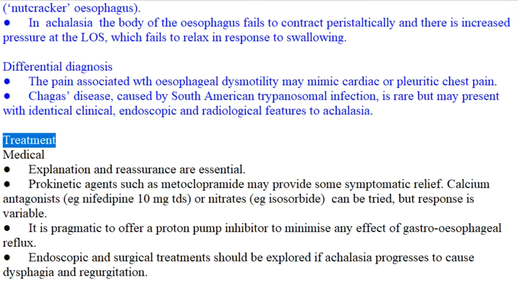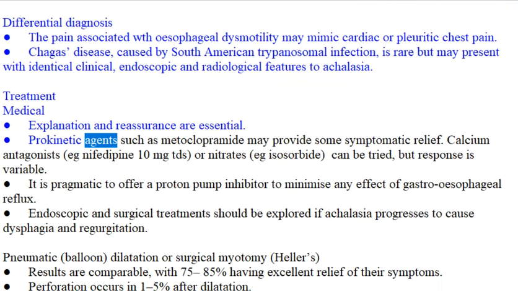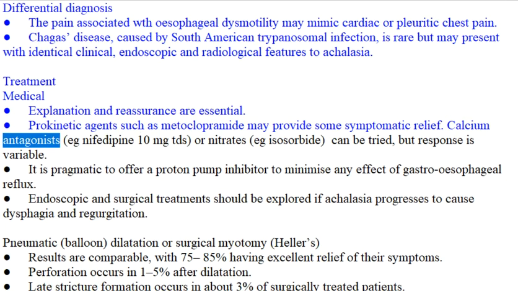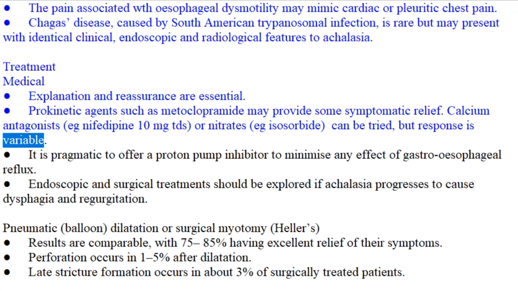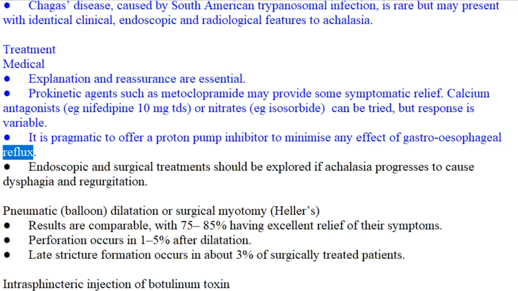Treatment. Medical explanation and reassurance are essential. Prokinetic agents such as metoclopramide may provide some symptomatic relief. Calcium antagonists, e.g. nifedipine 10 mg TDS, or nitrates, e.g. isosorbide, can be tried, but response is variable. It is pragmatic to offer a proton pump inhibitor to minimize any effect of gastroesophageal reflux.